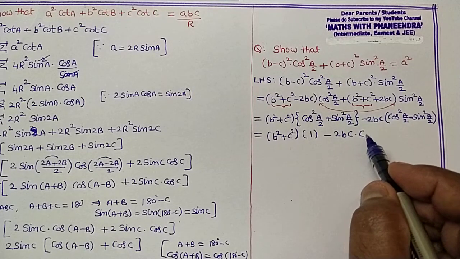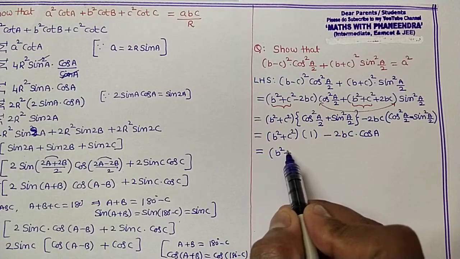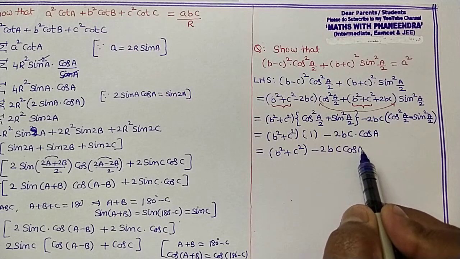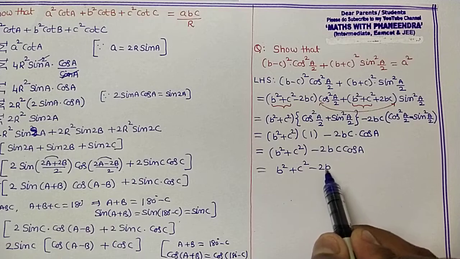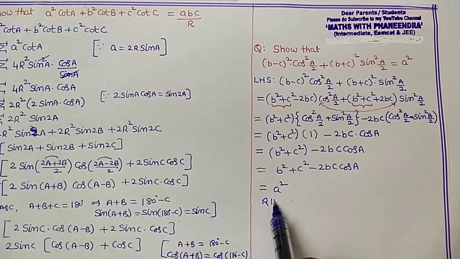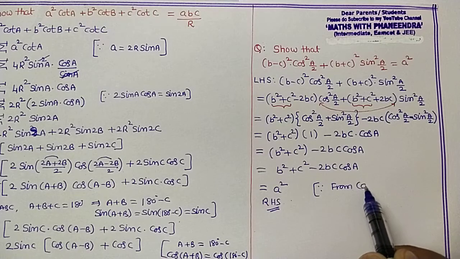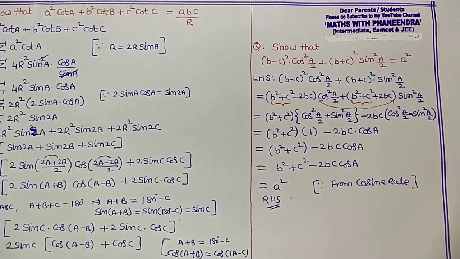It is the formula for cos A, which is equal to b square plus c square minus 2bc cos A. From the cosine rule, b square plus c square minus 2bc cos A is the formula for a square. So they are asking to prove a square, no? We got it here. b square plus c square minus 2bc cos A equal to a square.